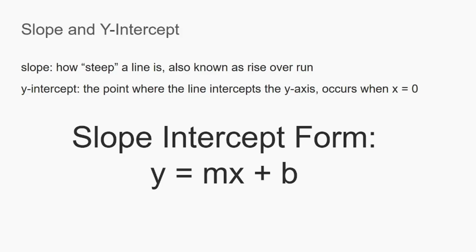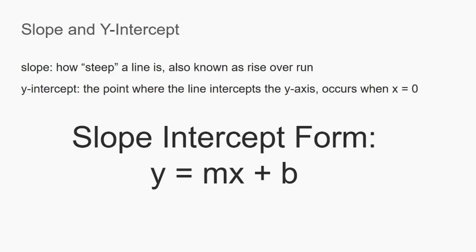As an example, a steep hill is going to have a large slope, whereas a gentle hill would have a small slope. It tells you basically how steep that hill is. The y-intercept, on the other hand, is the point where the line intercepts the y-axis. It occurs when x equals 0.